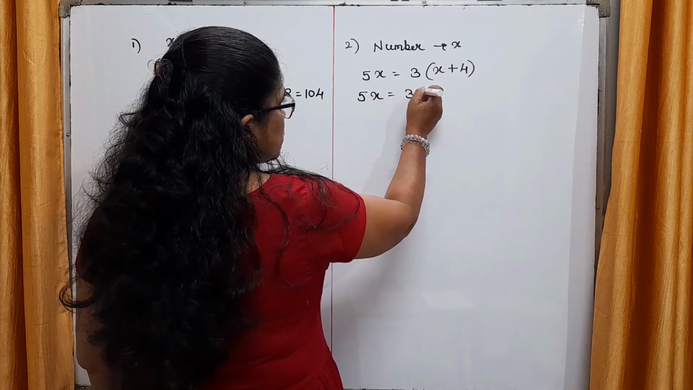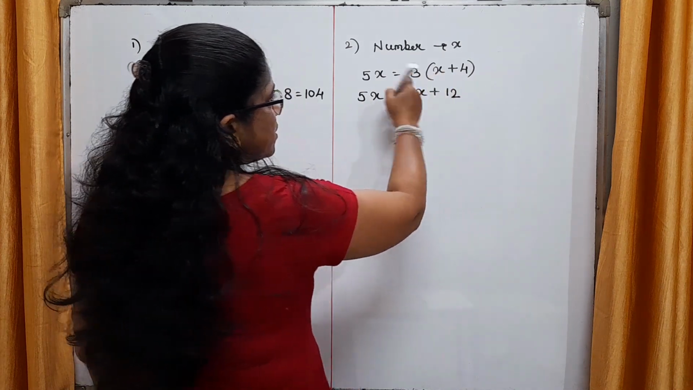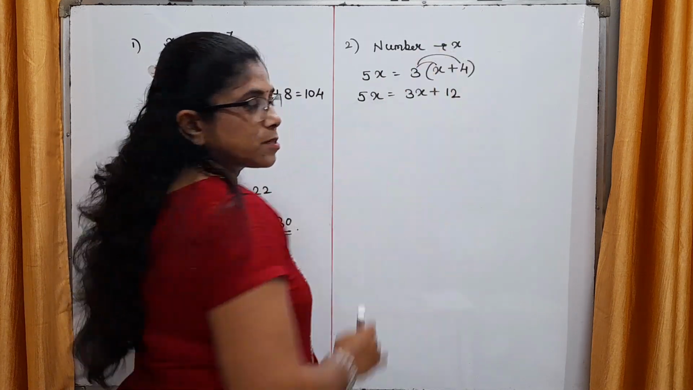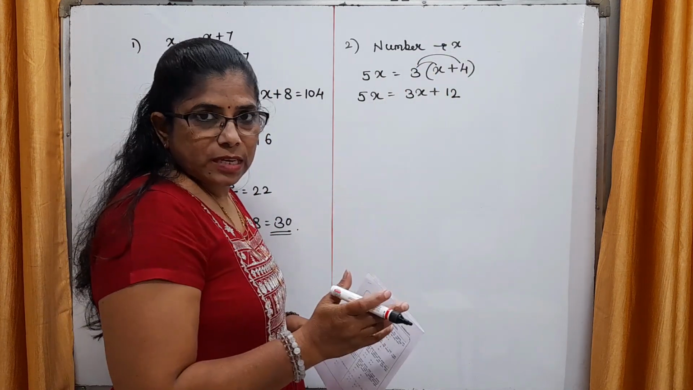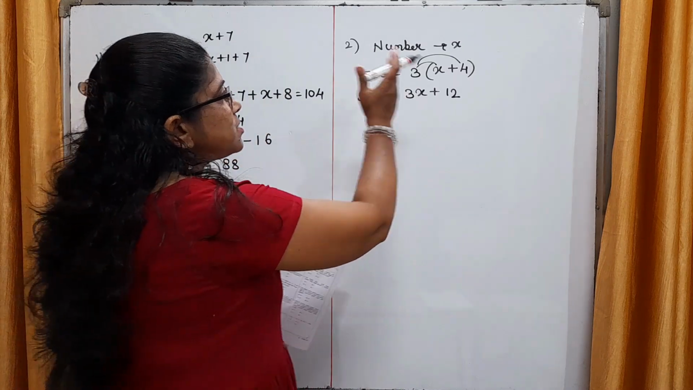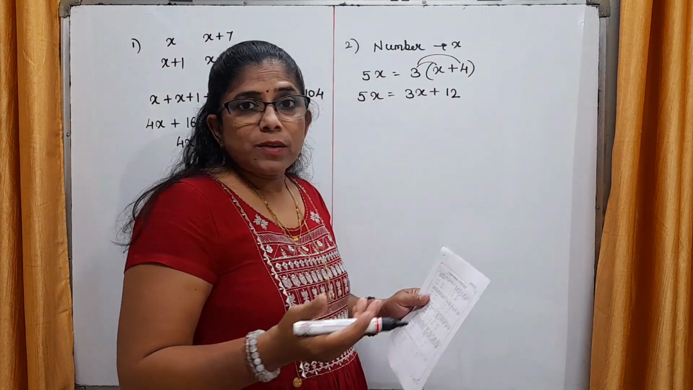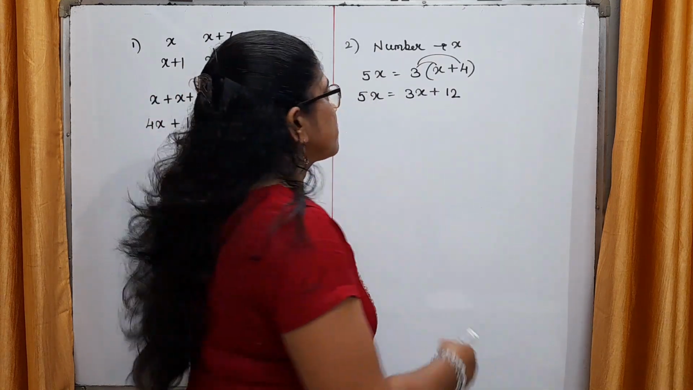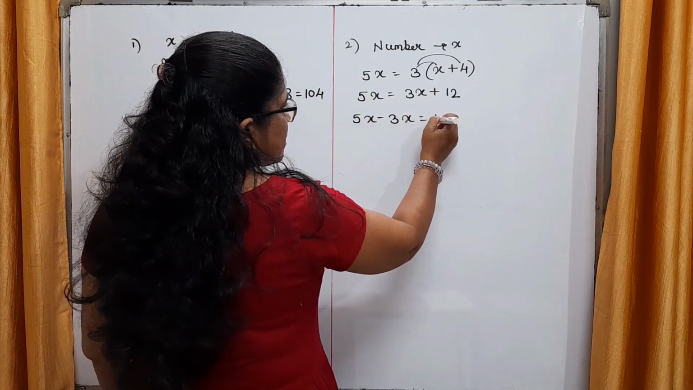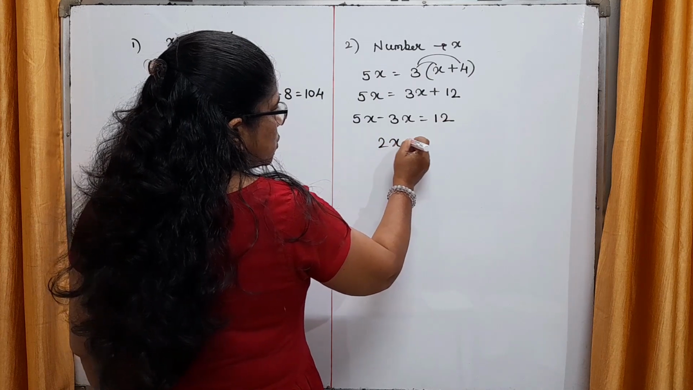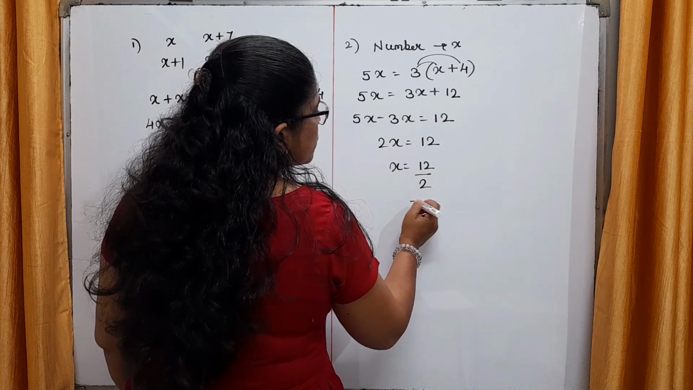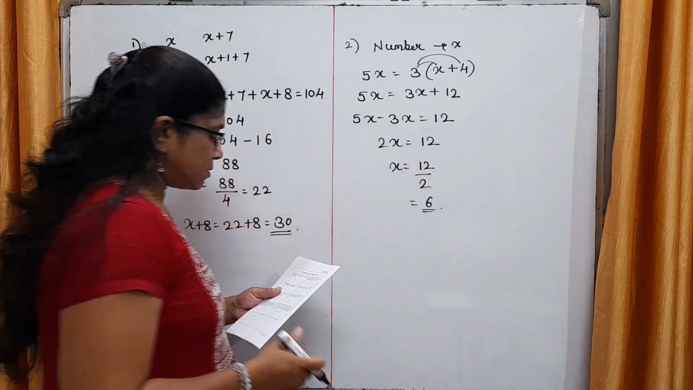5x is equal to 3x plus 12. Whenever the number is outside the bracket, we have to multiply that number with both of these terms. So don't multiply only with x. Yes, in a hurry, the students make even this mistake. They write this as 3x plus 4 and the further solving goes wrong. So here 5x minus 3x is equal to 12. 2x is equal to 12. X is 12 upon 2, that is 6.